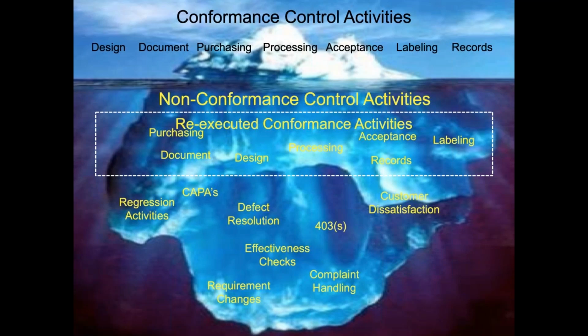Looking at purely non-conformance activities, you have CAPAs, regression activities, defect resolution, effectiveness checks, complaint handling. Remember, if initial conformance activities are redone, they become non-conformance activities. Remember Philip Crosby: do it right the first time. Purely non-conformance activities are always a cost, and I'm sure all of us experience these. The question to ask is, do we experience them over and over?